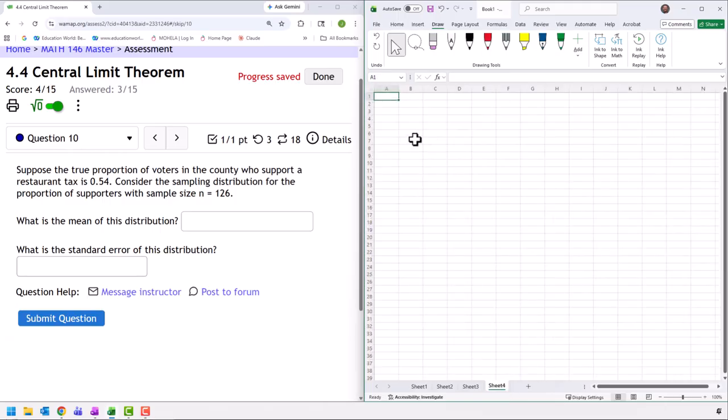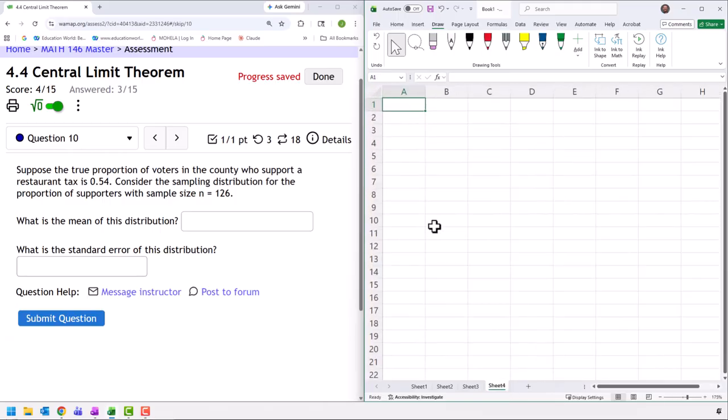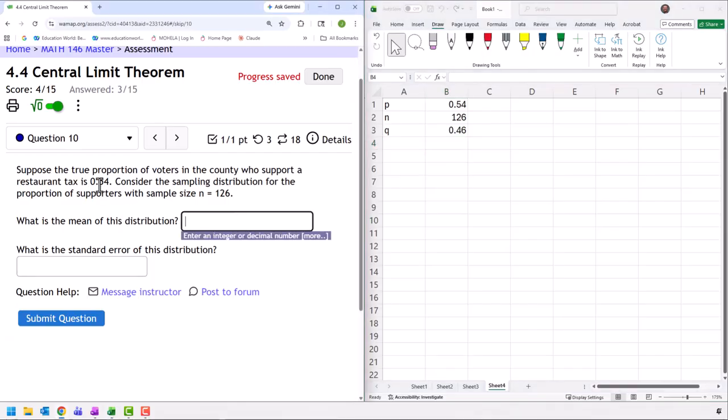So go over here. Now, one of the things that's a little bit confusing about this is we have a proportion given to us, 0.54, and we have a sample size given to us of 126. Now, we can find Q by taking 1 minus P, and this isn't necessarily new to us, but PQ, that's success and failure, that kind of thing.